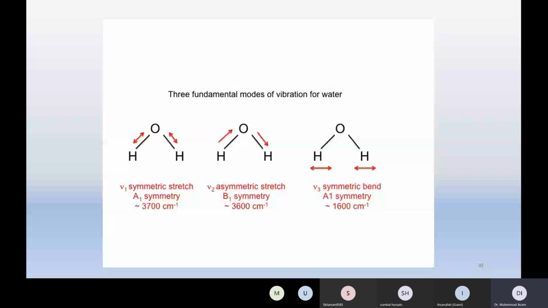Number 1 is symmetric stretch. In the symmetric stretch, both bonds extend at a time or both bonds contract at a time. So this is called symmetric stretch. The second is asymmetric stretch, in which one bond contracts and the other bond extends. So this is called asymmetric stretch.